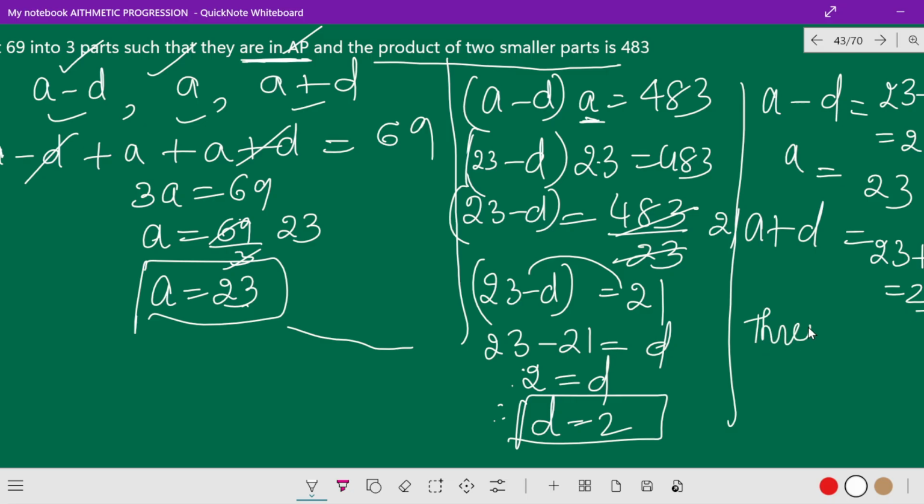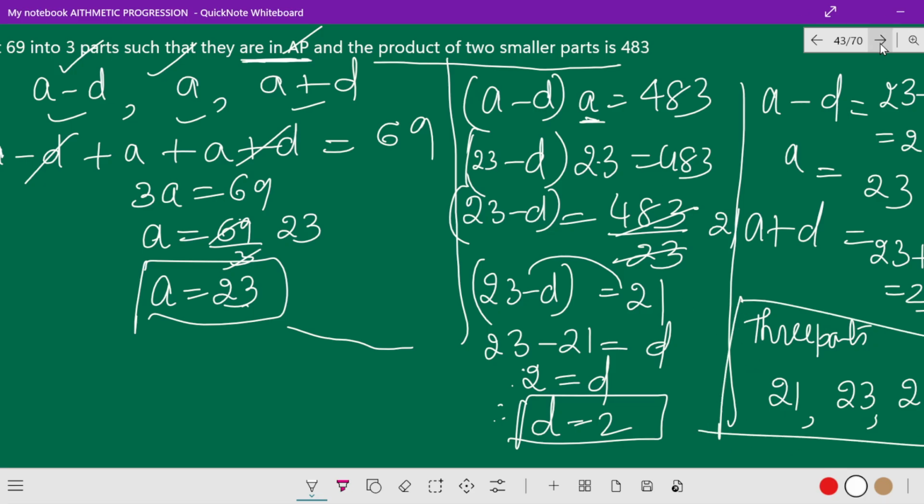So the 3 parts are 21, 23, 25. Add up and see: 21 plus 23 plus 25, the sum we are going to get is 69. So the 3 parts are like this.